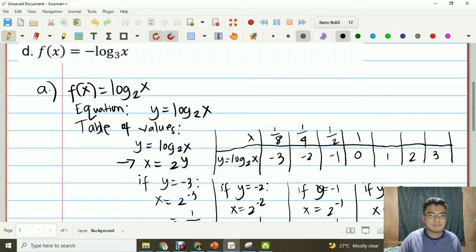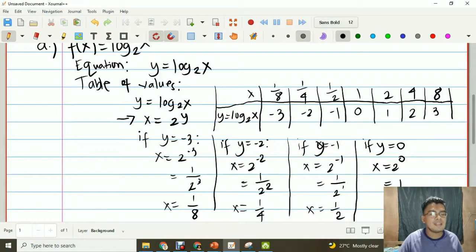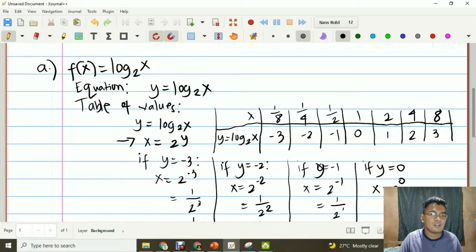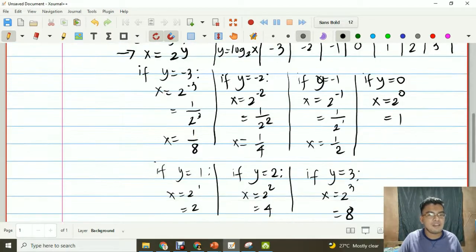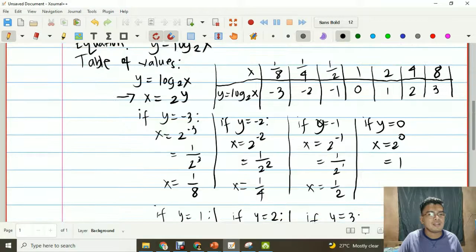So we now write the answers that we obtained here. We have 2, 4, and 8. So this is how we obtain a table of values for a given logarithmic function. And after that, once we have our table of values, the next thing to do is to graph the coordinates that we got from the table of values.